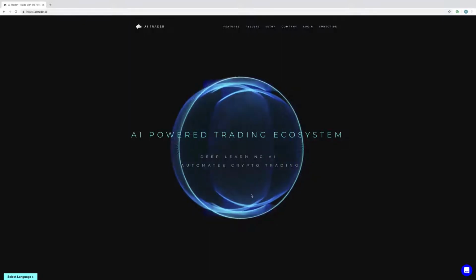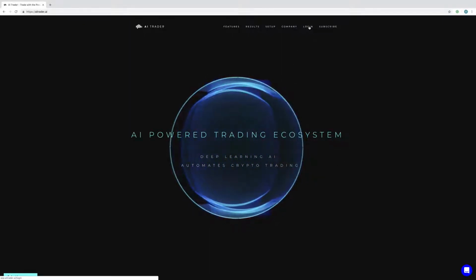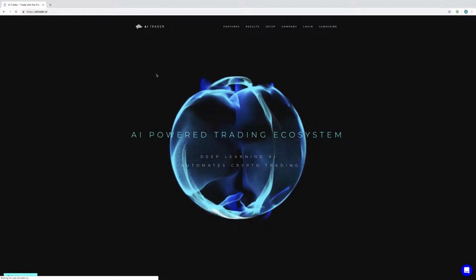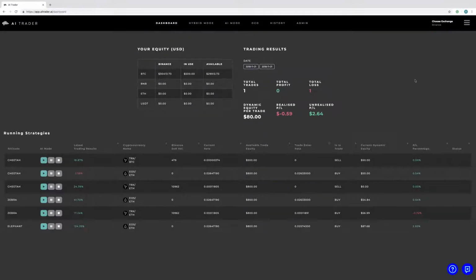So this is going to be an explanation of the basic features of AI mode and OCO mode. The first thing you want to do is click login or visit app.aitrader.ai. Once it loads up, I'm just going to wait for it to do that. Okay, so we're in. Over here you can see the exchange that you've chosen, and you can choose whatever exchange you like from the ones that we offer.